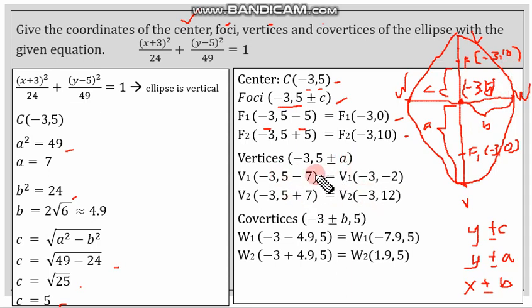For the vertices, we will add and subtract the value of a at the y coordinate of our center since it is also vertical. So negative 3, and 5 minus the value of a, which is 7, that's negative 2. So vertex 1 here is negative 3, negative 2. For vertex 2, we add the value of a to the y coordinate of the center: 5 plus 7 is 12. So negative 3, 12.